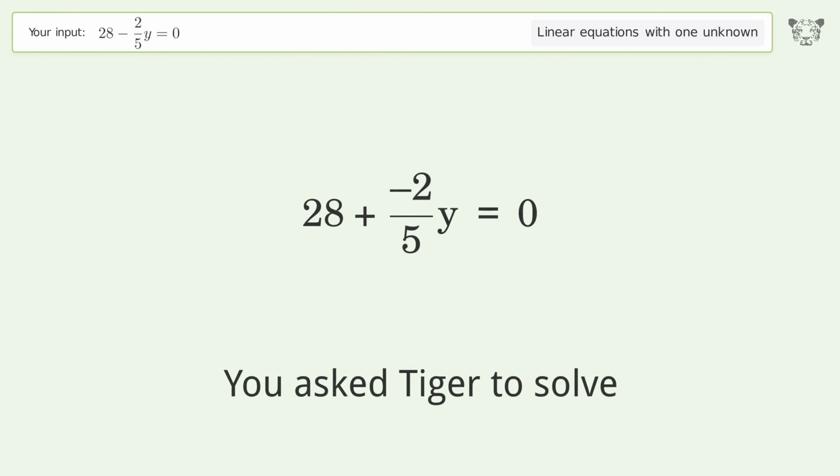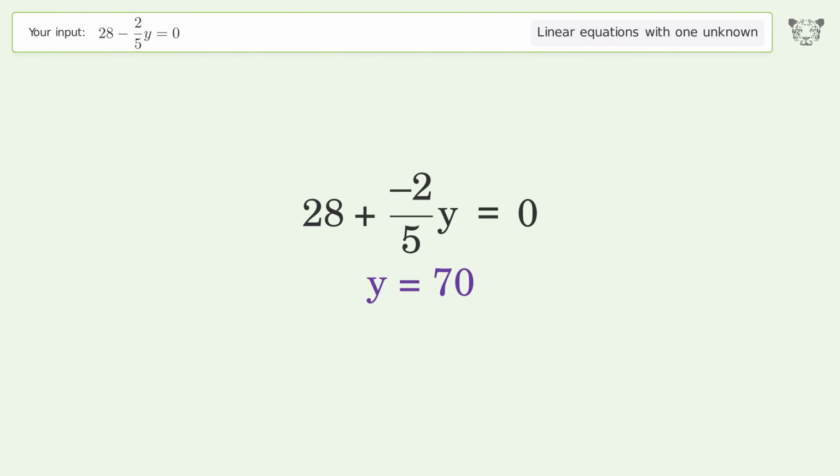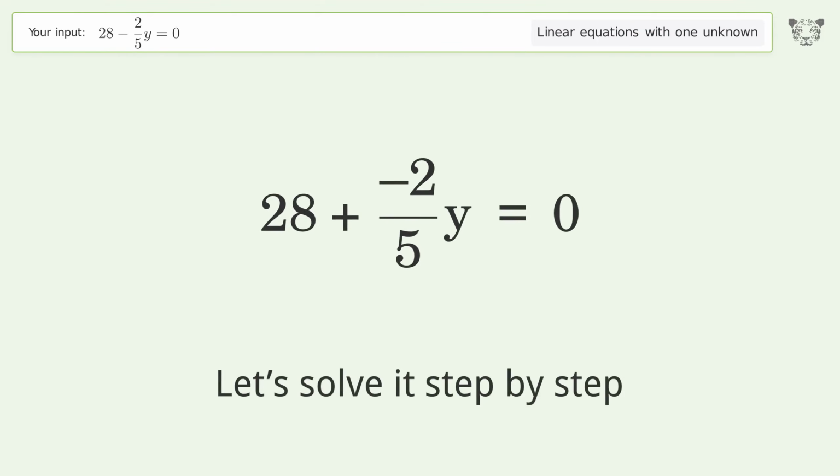You ask Tiger to solve. This deals with linear equations with one unknown. The final result is y equals 70. Let's solve it step by step.